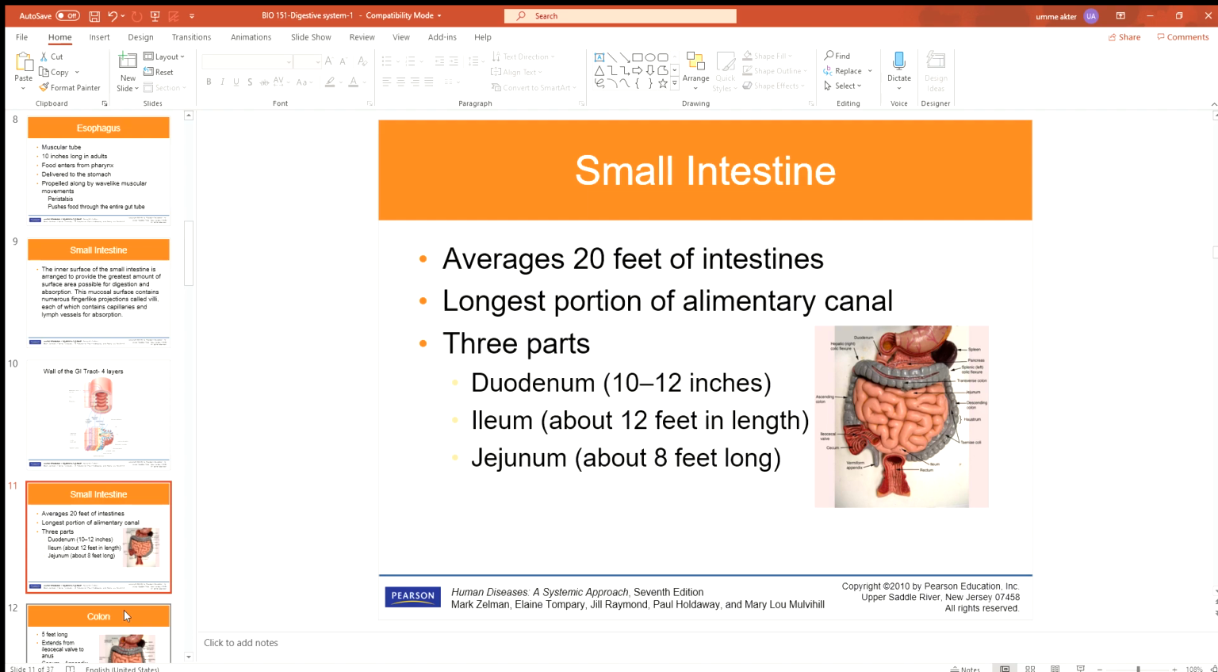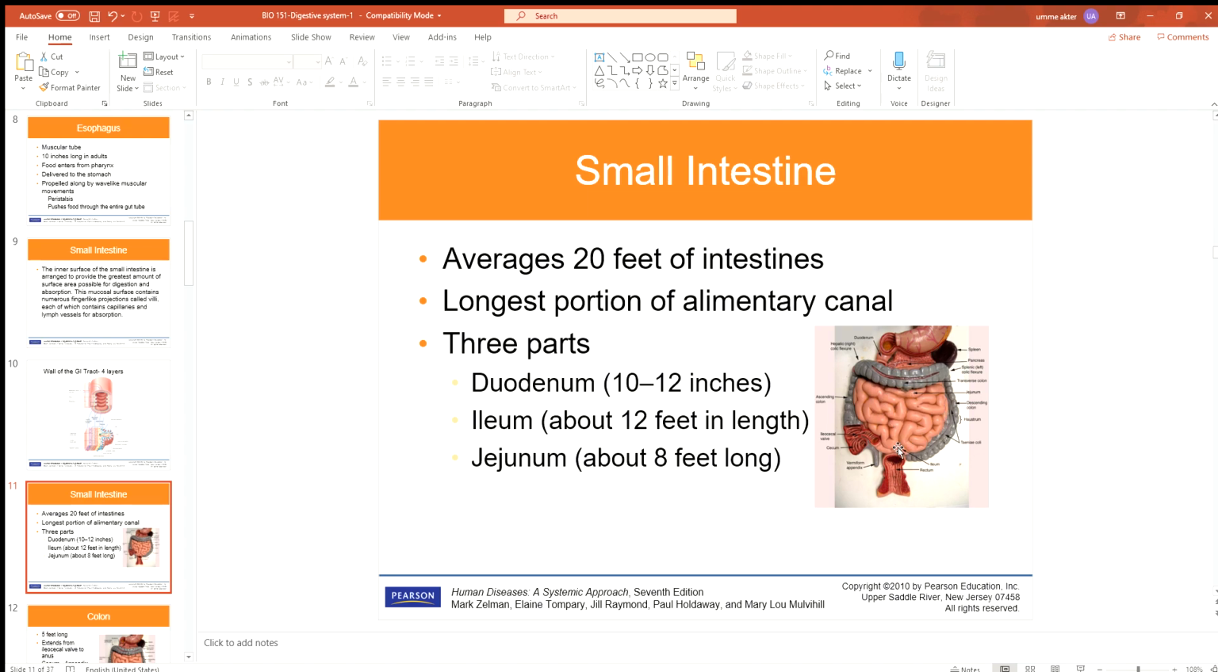Okay, now here you see again the small intestine. This is the duodenum after the stomach, right? Duodenum, and then the ileum is here.